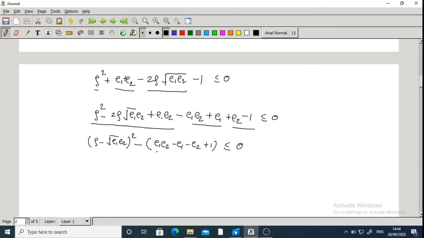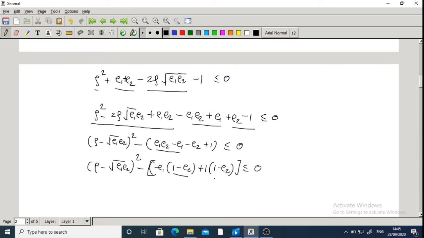If I take this term as it is, (rho minus under root of E1 E2) bracket square, minus sign as it is, and after that if I take minus E1 common, what is remaining? 1 minus E2, correct? And here if I take plus 1 common, what is remaining? 1 minus E2. So this term is less than or equal to 0.